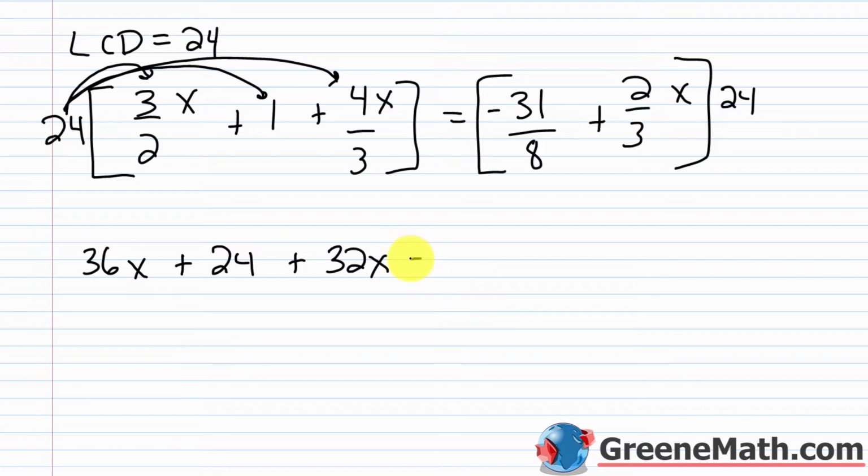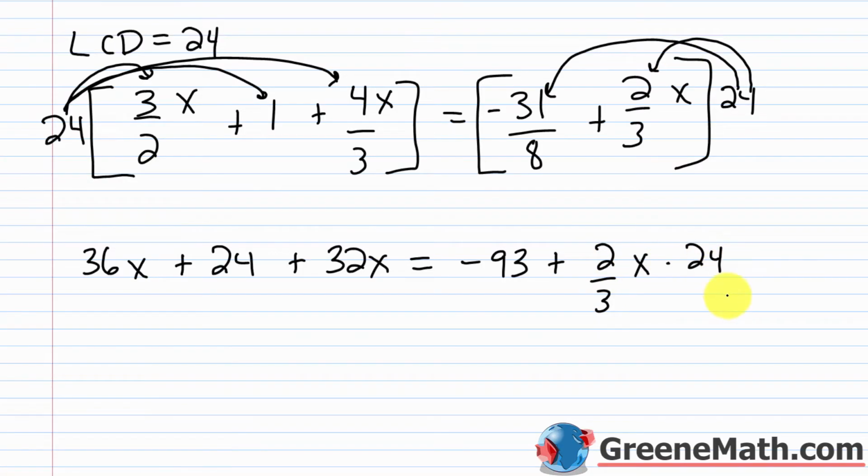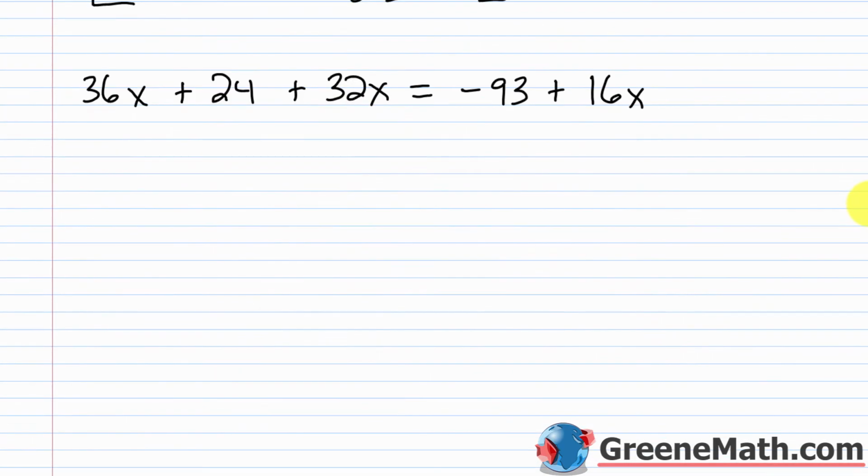And then this equals, I'm going to do the same thing over here. So 24 times negative 31/8. So negative 31/8 times 24. This cancels with this and gives me a 3. 3 times negative 31 is negative 93. So negative 93. And then I have one more, 24 times 2/3 x. So that's going to be plus 2/3 x times 24. And this 24 would cancel with this 3 and give me an 8. 8 times 2x is 16x. So this would be 16x. Okay, so now we're free of fractions.